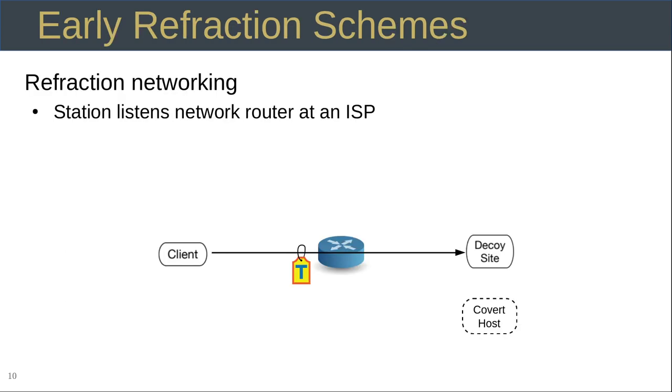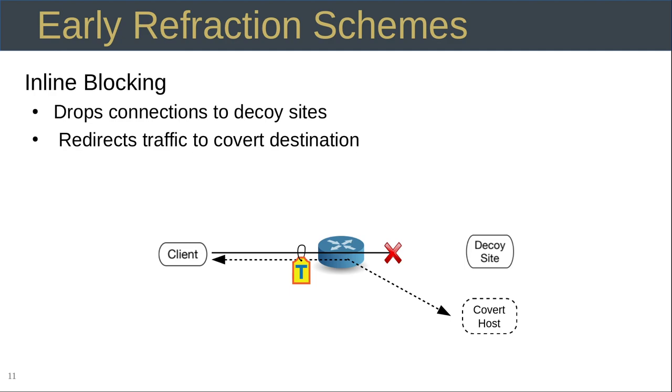So early refraction schemes relied on something called inline blocking. What this required is that a refraction proxy station would be deployed at a router. And when a client connects past the router with a tagged flow, the router would drop the connection and redirect the traffic to the covert host that the client wanted to access. Now, this was not particularly deployable because partner ISPs were concerned that integrating inline blocking devices into their network is dangerous in the case that a station crashes or interferes with other traffic in some way. So they're hesitant to put inline blocking mechanisms to support refraction networking.